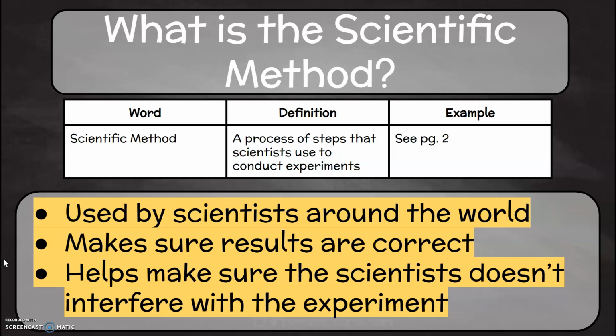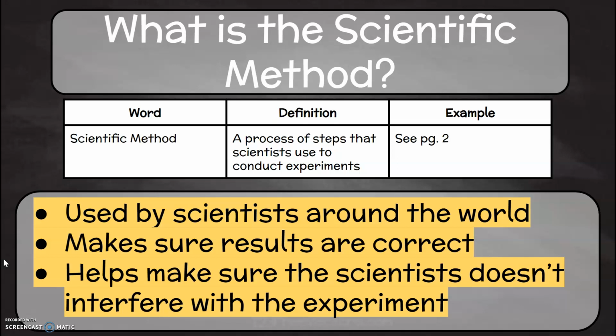If you think of the scientific method kind of as a recipe, if you're making a cake, that recipe has the set steps on what you do and how you do it to make that cake, to make sure that it turns out as an edible cake at the end. The scientific method is the steps that scientists use to make sure that their experiments are done correctly and the results are done correctly as well.